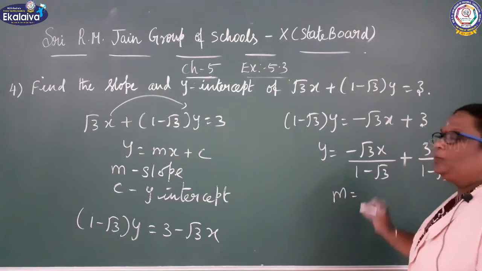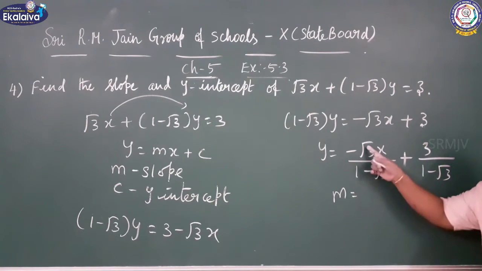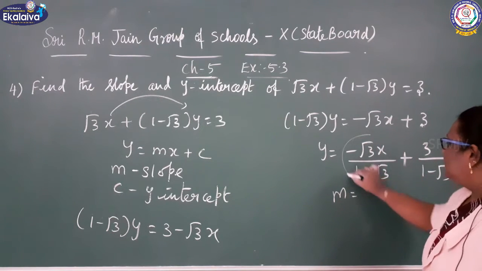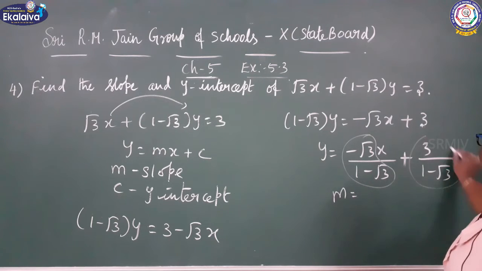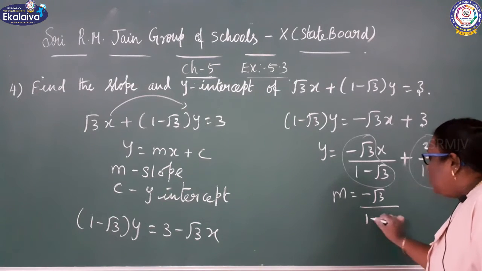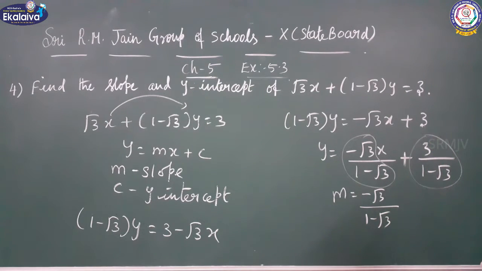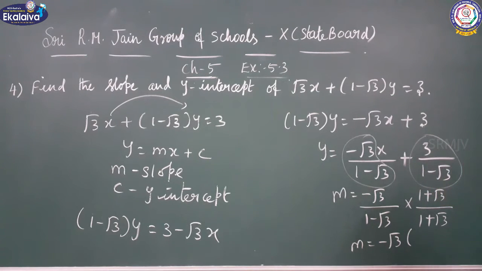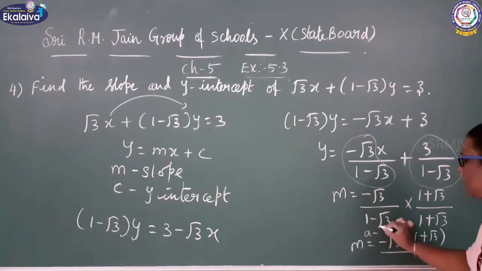m equal to minus root 3, because y equal to mx plus c. So this value is m and this value is c. So m equal to minus root 3 by 1 minus root 3. You can rationalize the denominator, you can take the conjugate 1 plus root 3 by 1 plus root 3. So m equal to minus root 3 into 1 plus root 3 by, see here, a minus b into a plus b.